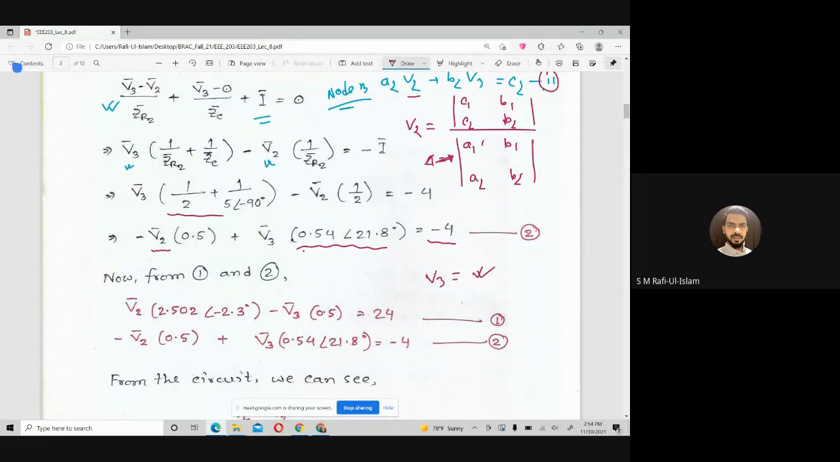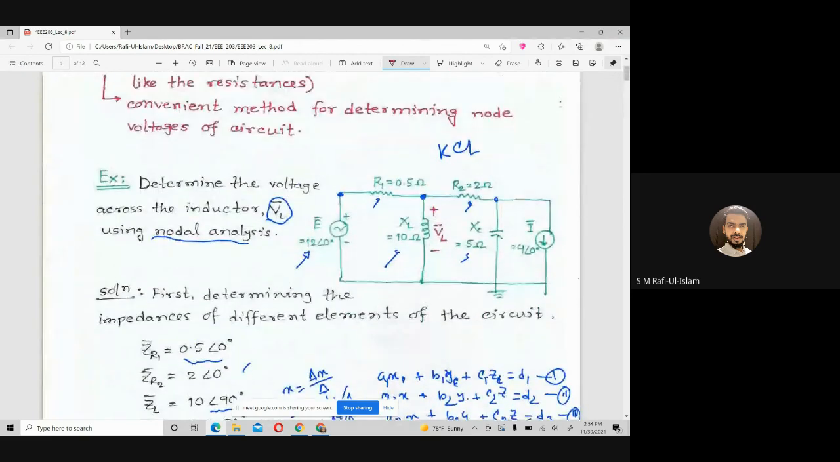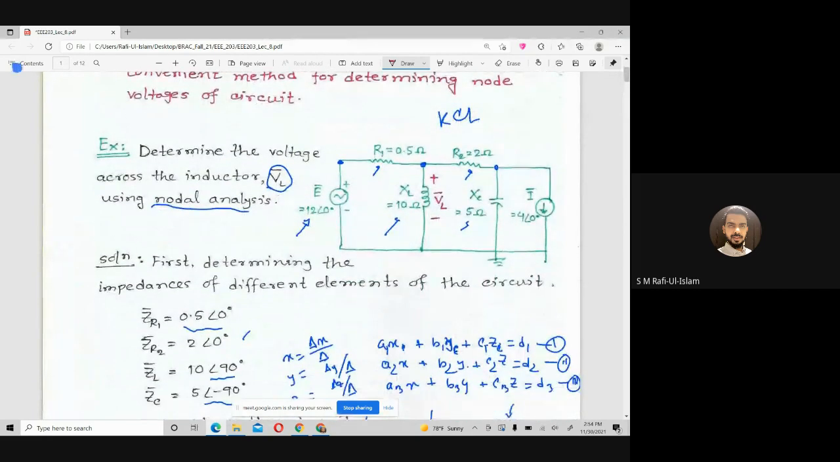So once you know V1, V2 and V3, now if I get back to the original circuit, this is the original circuit. Once you are done with all node voltages, I know this node voltage V1, this node voltage V2, and this node voltage V3. So all Vi, where i may be 1, 2, 3, all node voltages are known.